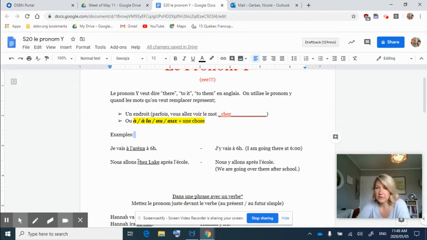Okay, so if you want to replace chez Luke, okay, because the underlined words are going to be taken out every single time. The whole point is to get rid of stuff that's underlined and replace it with a pronoun.